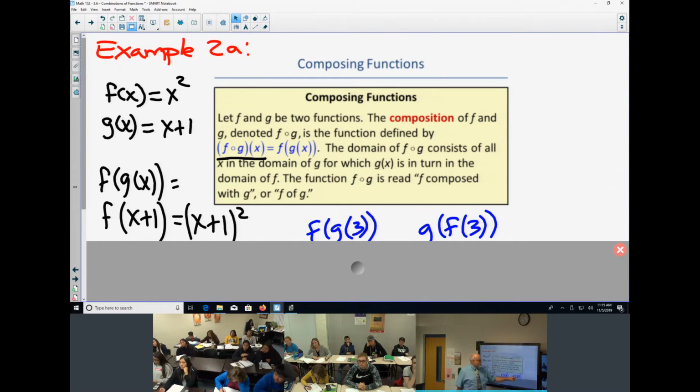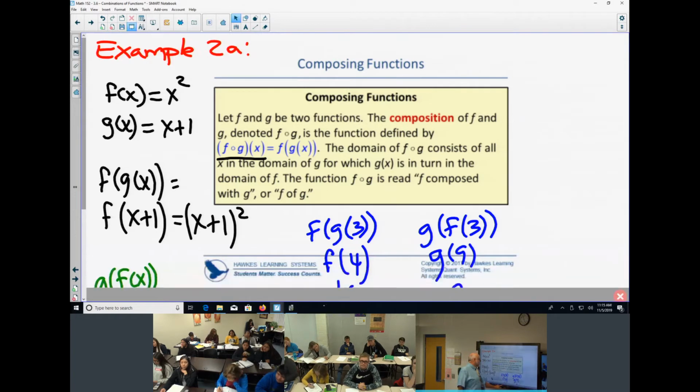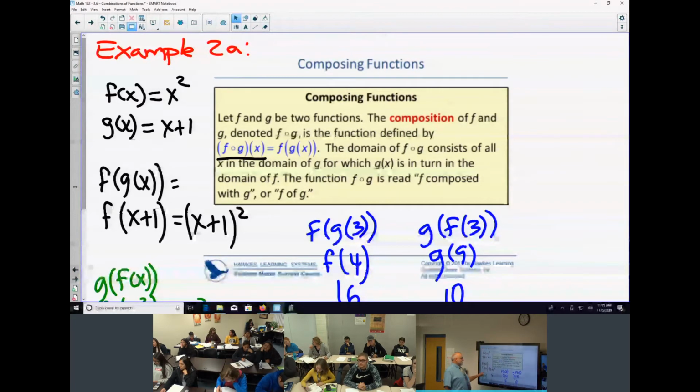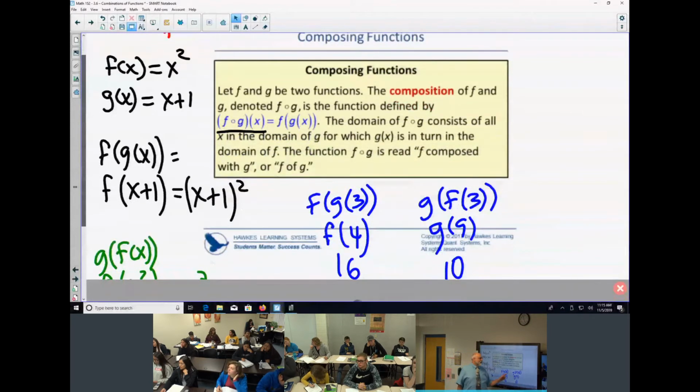All right, let's do it the other way. So here I plug 3 into the f function first. 3 squared is 9. Then I take that and plug it into the g function and get 10. So what this means is the order matters, okay? These are not equal. The g of the f of 3 and the f of the g of 3 are not equal.